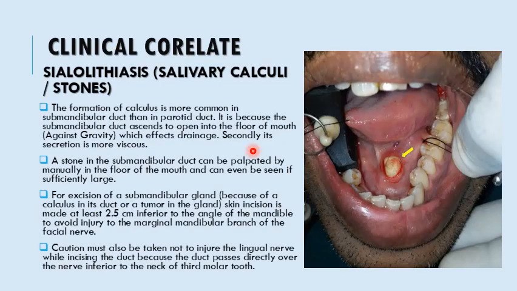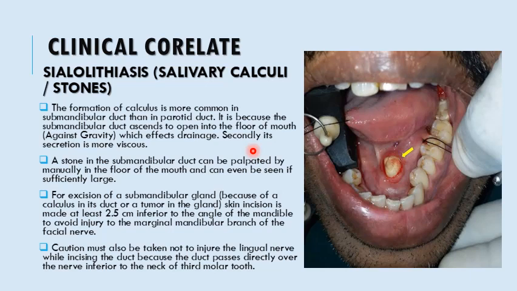Now the most important clinical correlate of the submandibular gland is sialolithiasis, which is also called salivary calculi or salivary stones. This is the formation of calculus and is more common in the submandibular duct than in the parotid duct. It is because the submandibular duct ascends to open into the floor of the mouth against gravity, which affects its drainage. Secondly, its secretion is more viscous.